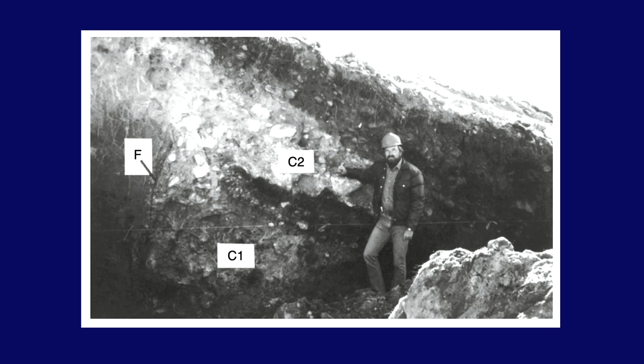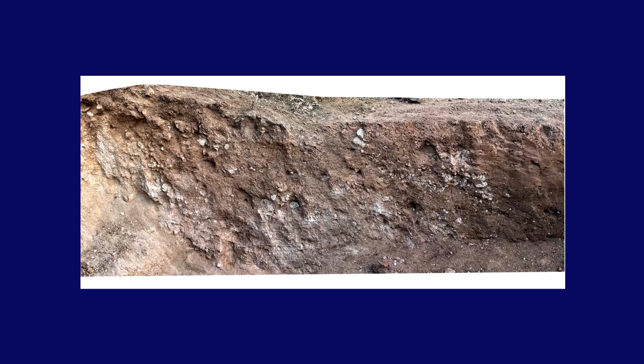People have tried to see this in trenches where they have identified this is colluvial wedge 1, this is colluvial wedge 2, and the fault is sitting somewhere over here. Now, in this case, of course, we can easily say that there were 2 events, because we have 2 colluvial wedges.